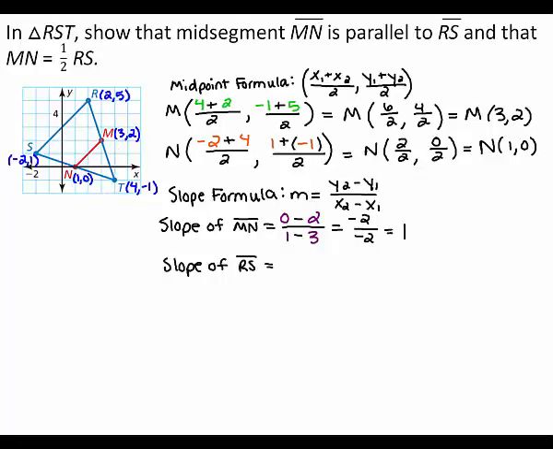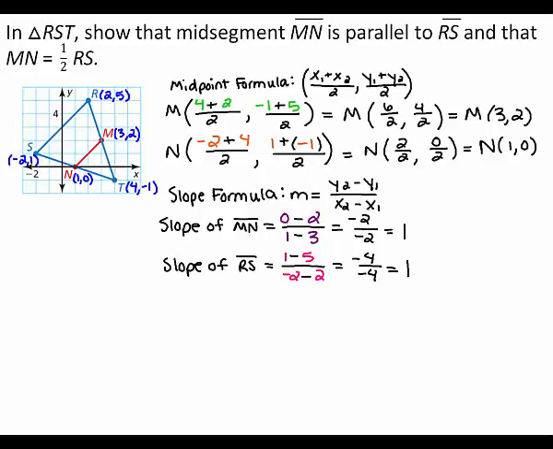To find the slope of segment RS, let x1 equal 2, y1 equal 5, x2 equal -2, and y2 equal 1. You can substitute these values into the slope formula. When you simplify, 1 minus 5 gives you -4 in the numerator, and -2 minus 2 gives you -4 in the denominator. -4 divided by -4 gives you +1. So, the slope of segment RS is 1.